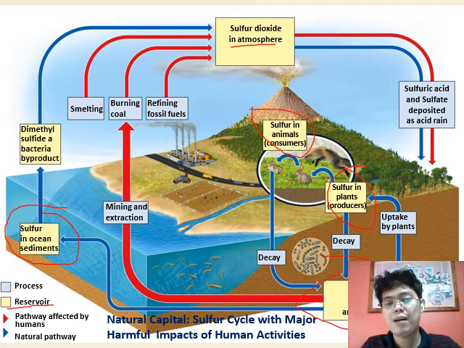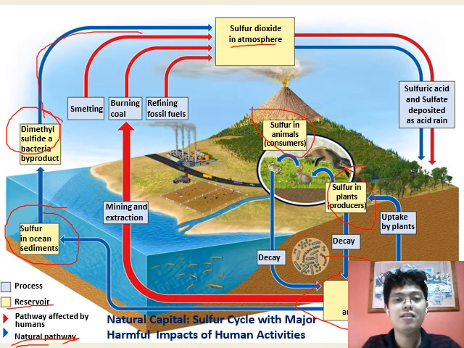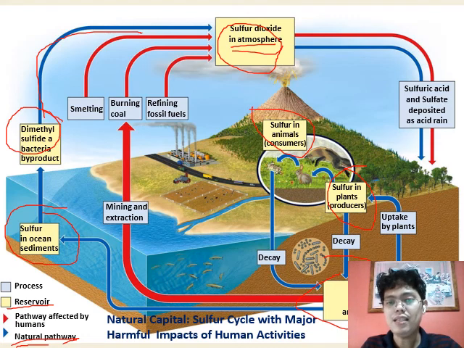Now, what are the natural pathways by which these sulfur chemicals are being cycled? Natural pathway, the blue arrows. So sulfur in ocean sediments is released by bacteria as dimethyl sulfide. It's a byproduct and then it enters the atmosphere. And then this sulfur dioxide or other chemical compounds of sulfur can be deposited into land through acid rain. So it contains sulfuric acid and sulfate.